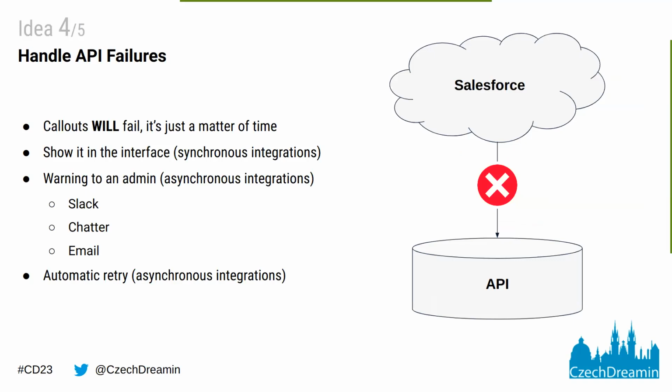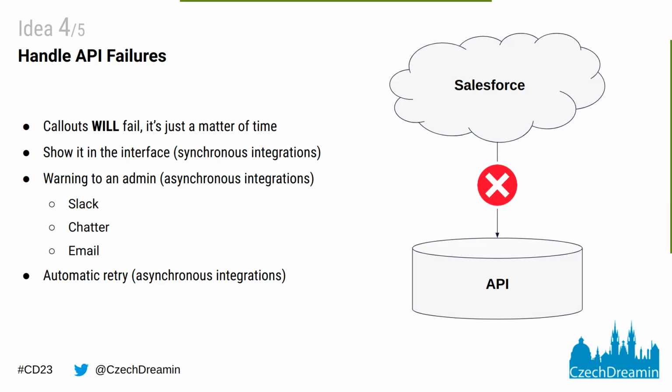Because it's not a question of if your callout will fail, it's when your callout will fail. It's just a matter of time. Callouts will always fail. Integrations always fail for a bunch of reasons, like network reasons, for example, or server unavailability. It can be a lot of reasons, but they will fail and you have to handle that. And there are a few options here.